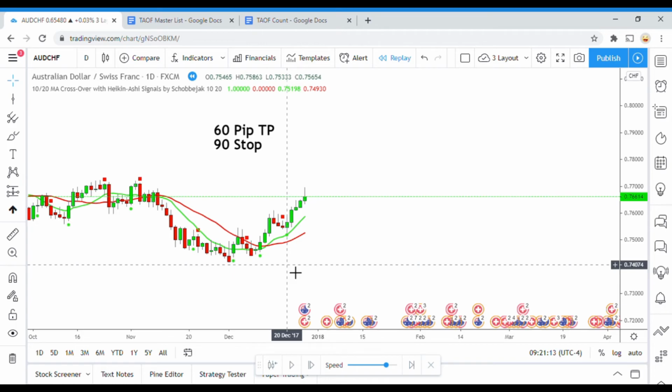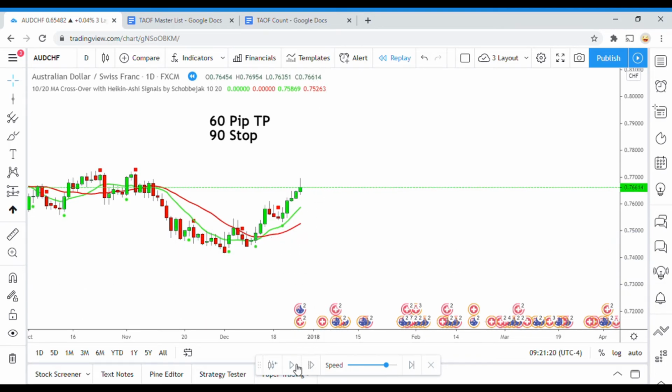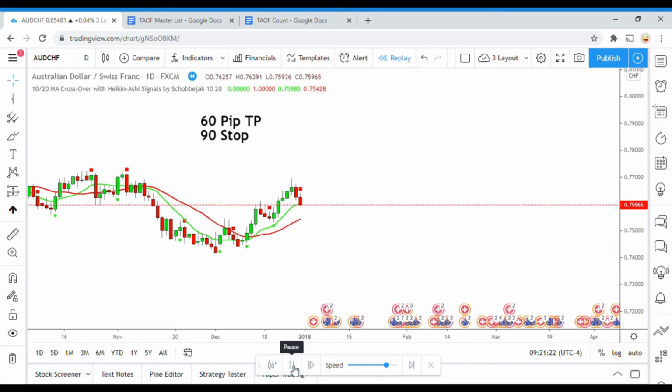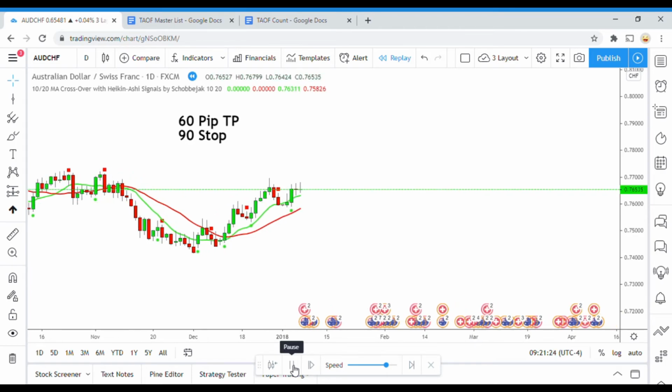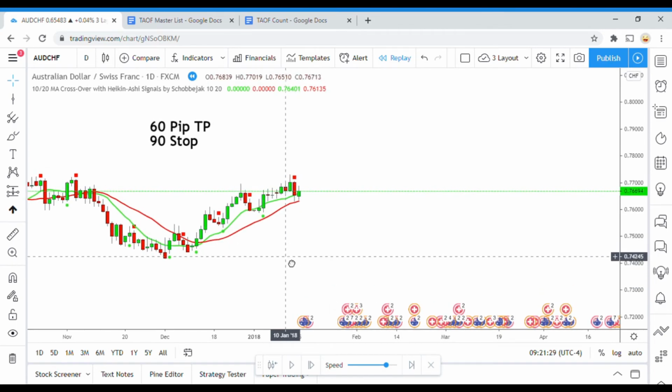Not too difficult, but definitely a two-part system here, and a little bit more difficult than some of the other indicators that we've tested in the past. So that's how we'll be testing it today. Let's get on with the testing and see what we can get out of it.